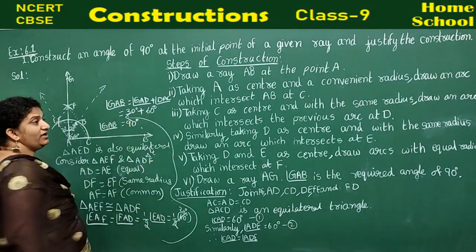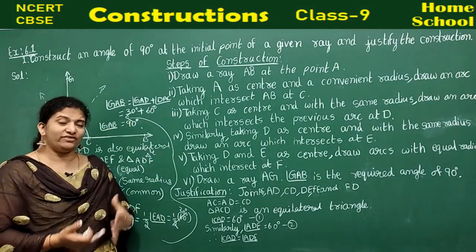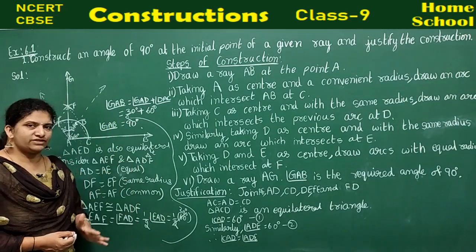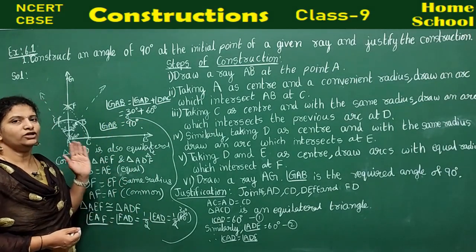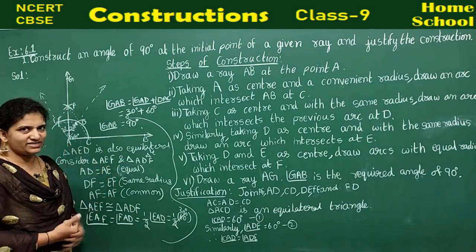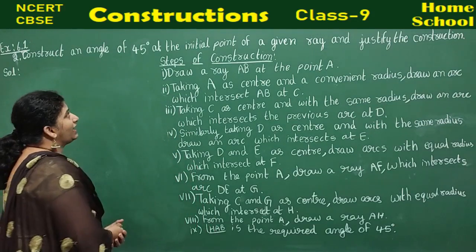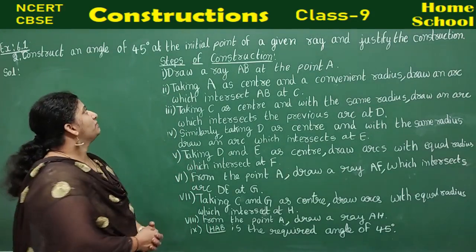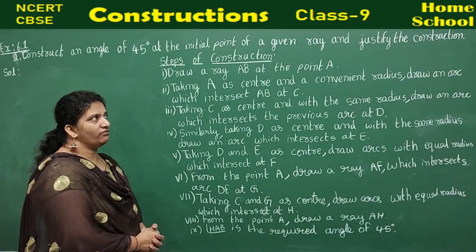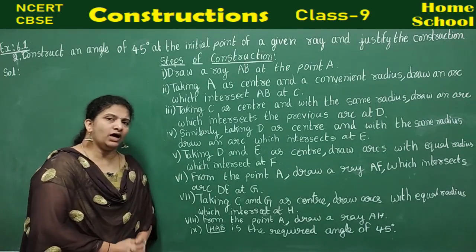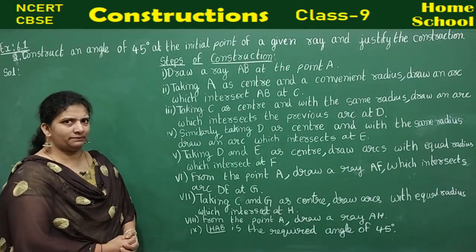So finally when we are doing construction, we get 90. How do we get 90? We need to justify. This is the method to justify a construction. See the second problem. Construct an angle of 45 degrees at the initial point of a given ray and justify the construction. In the same manner as we have done 90, a similar pattern.